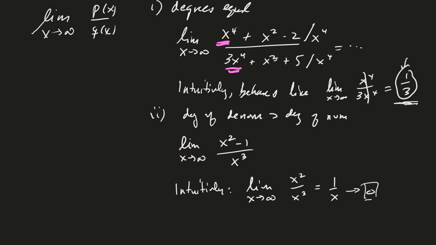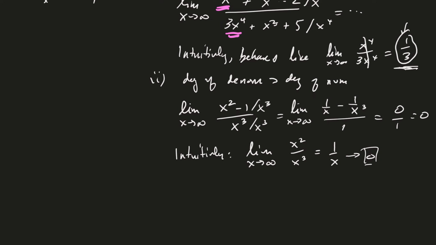Now you can either divide top and bottom by x squared or x cubed. x cubed might be easier, because if you do that, then the top just becomes 1 over x minus 1 over x cubed, divided by 1. And so you're getting 0 divided by 1, which is 0. Good. Alright.